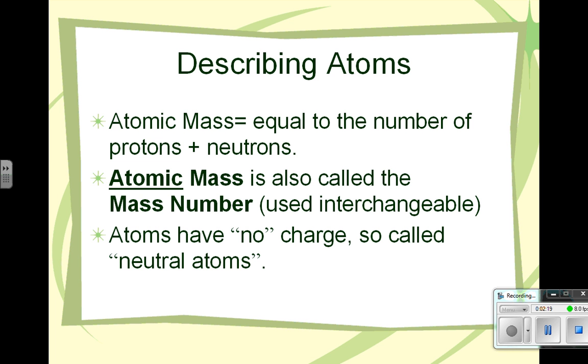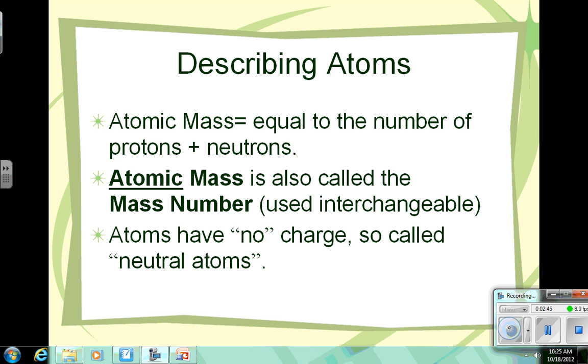I do want you to write this here at the bottom. Atoms have no charge. That's why we call them neutral atoms, because there is a negative charge because of the electrons, and there is a positive charge because of the protons. In neutral atoms, those equal each other out. So because they're balanced, the atom is a neutral atom.